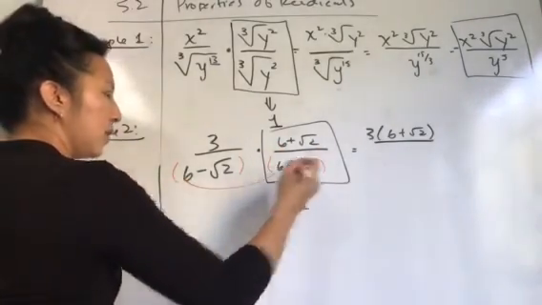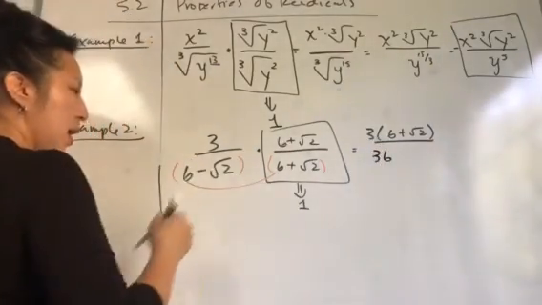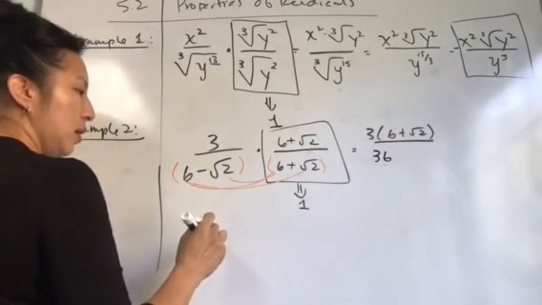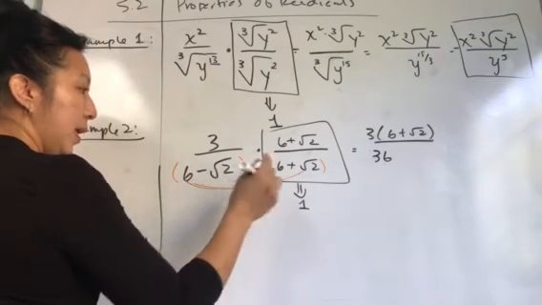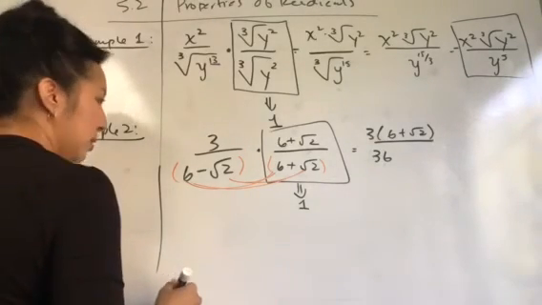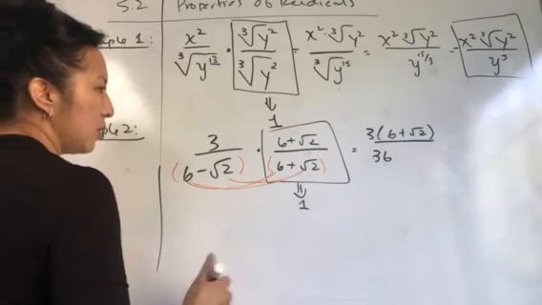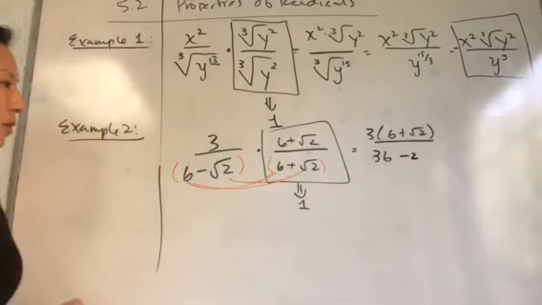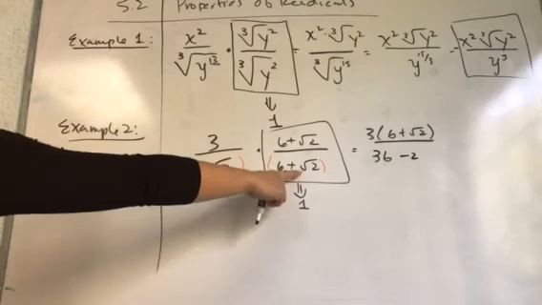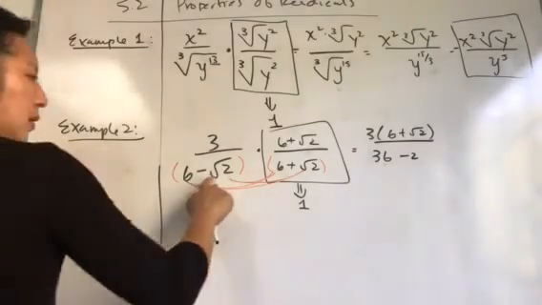So 6 times 6, if I distribute it over, gives me 36. Okay? And then I have negative 6 root 2 and positive 6 root 2. Okay? So if I distribute these two, they cancel out each other. And then I have negative root 2 times positive root 2, which is negative root 4, which is negative 2. All right? Because root 2 is like 1.4 something, and if I multiply that by itself, we get 2. And so the signs make it negative.